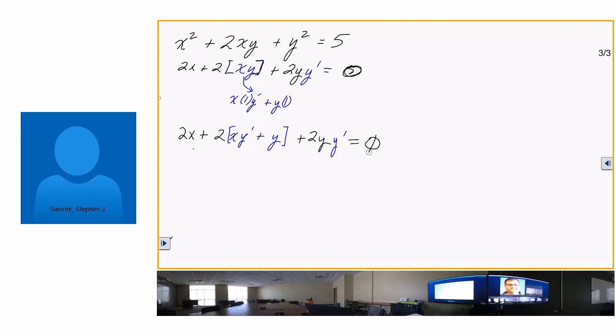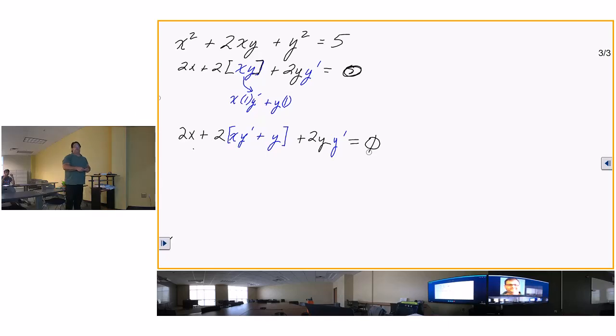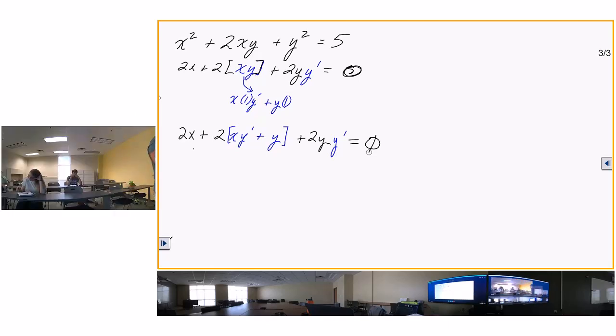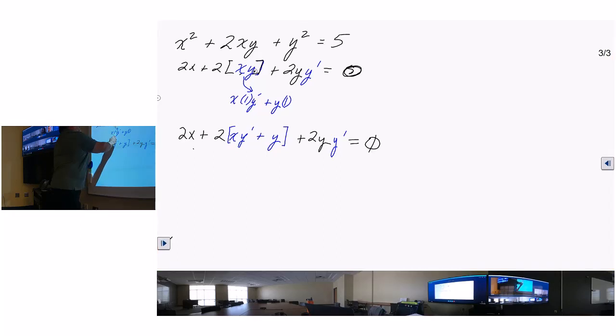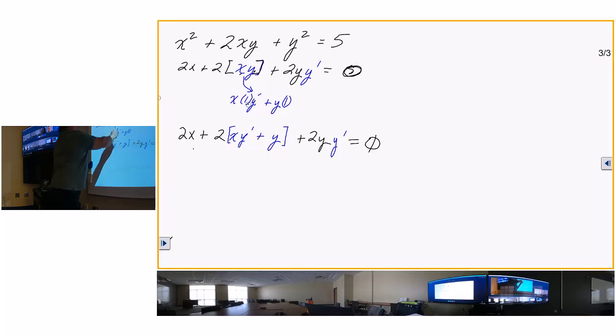Yes, sir. When you do the product rule for the x and y, how do you get the y derivative into the term? Whenever you take the derivative, implicit differentiation of y, you have to put a y prime beside it. So first times the derivative of the second. What's the derivative of y? 1. But I took the derivative of y, so I've got to put a y prime beside it. That's the rule. Period. That's what the rule is.